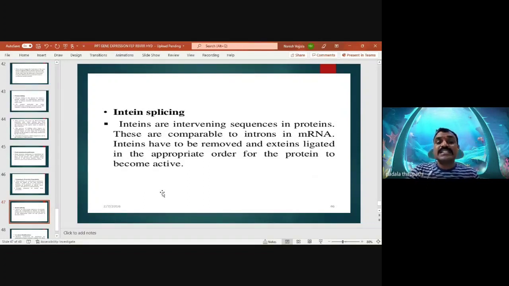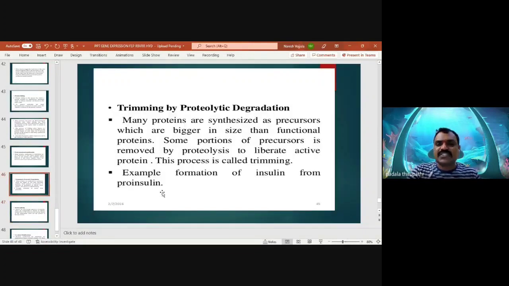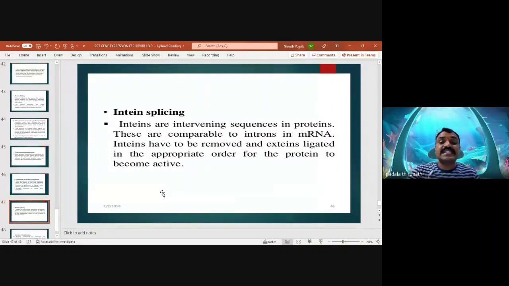The first one is trimming by proteolytic degradation, and the second one is intein splicing. Inteins are intervening sequences in proteins. They are comparable to introns in mRNA. Inteins have to be removed and exteins ligated in the appropriate order for the protein to become an active protein. This is about intein splicing.